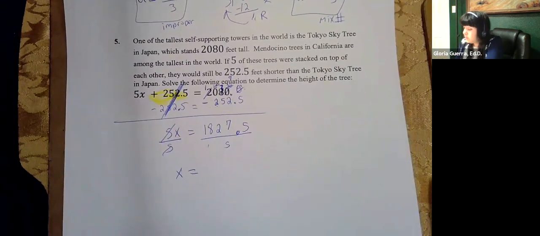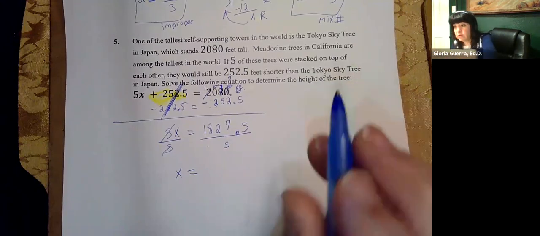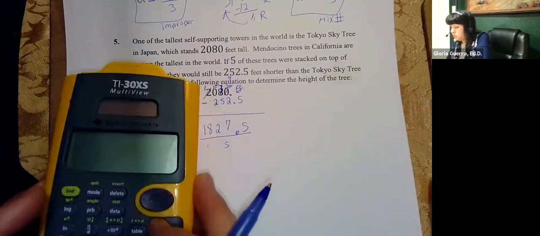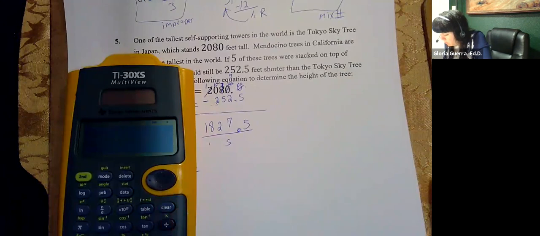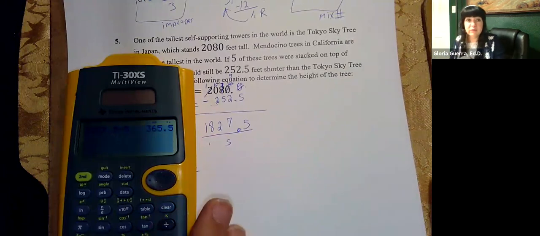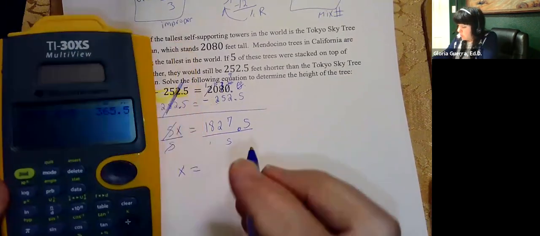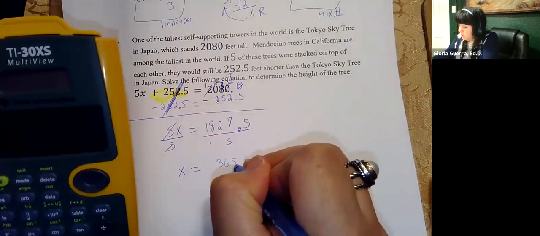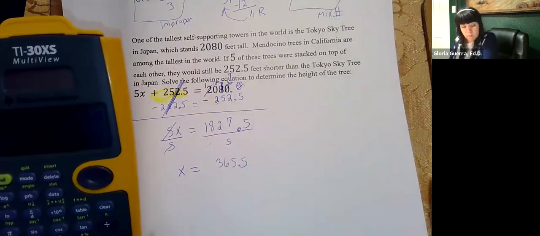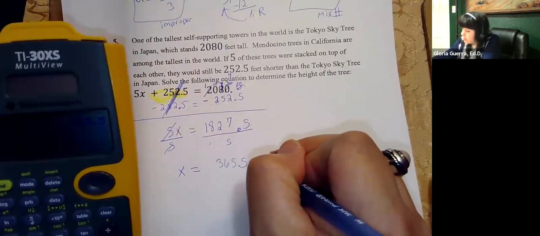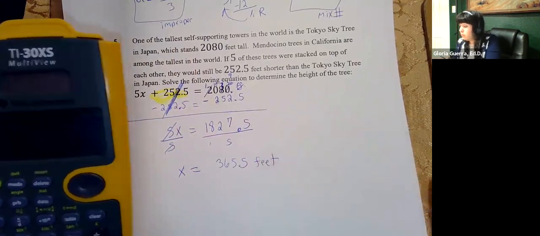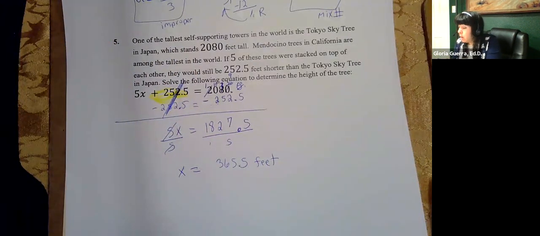So you show me the steps. And then if I use the calculator, let's see if it goes into it evenly. 1827.5 divided by 5. It does. It says it goes in 365.5. And then this is the height of the tree. So this is probably X then. Feet.